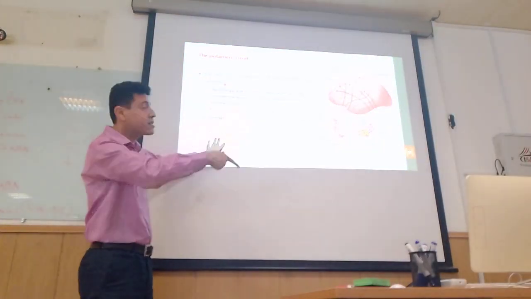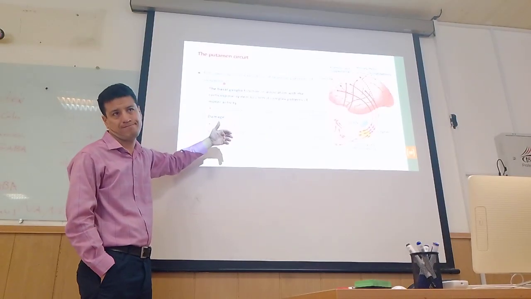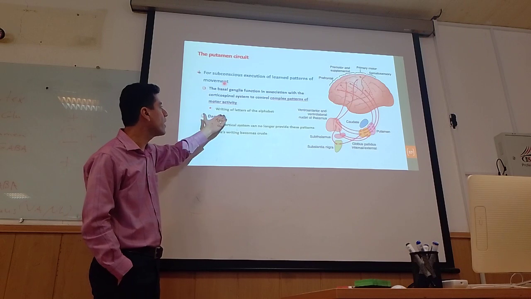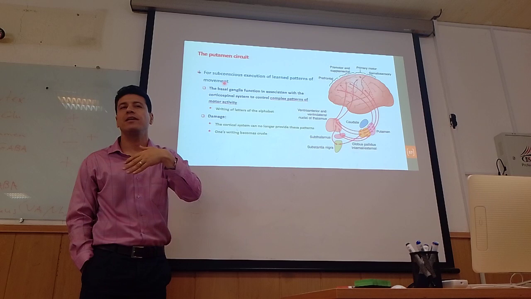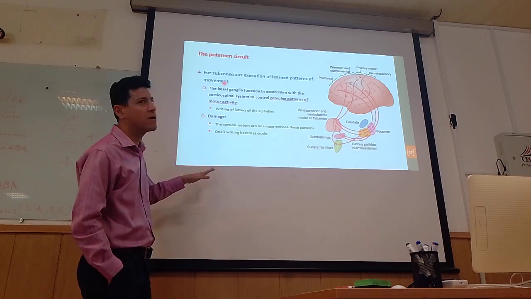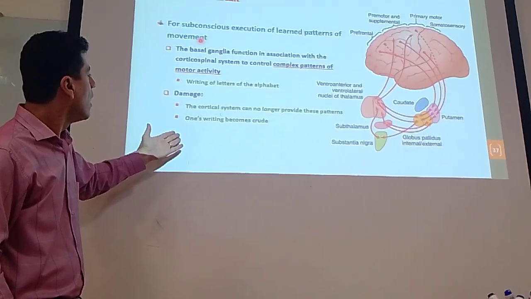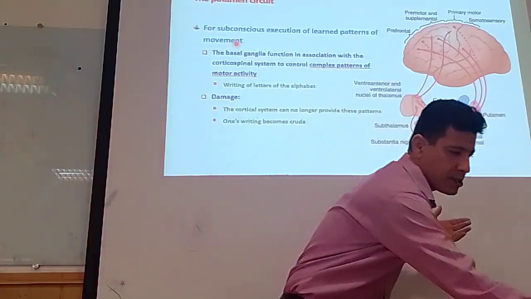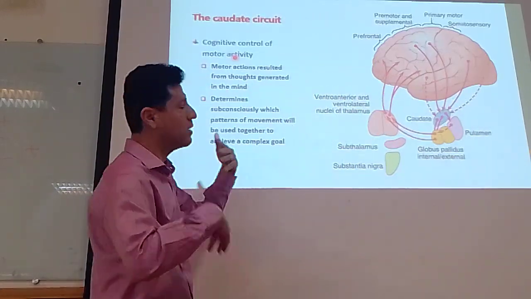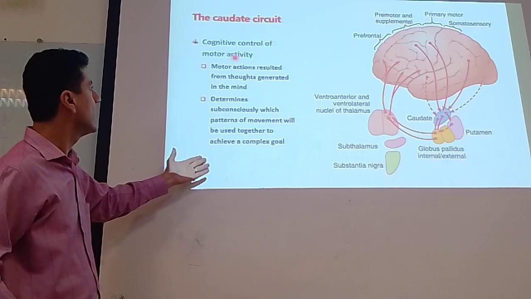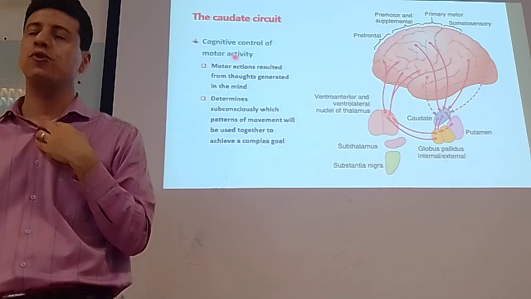If there is loss in this circuit, learned movements are lost. For example, writing the letters of the alphabet is actually abnormal. Okay, so they are not performed in a normal way. So let's see first this one, and then I will come back to the others. So the caudate circuit is involved in cognitive control of motor activity.